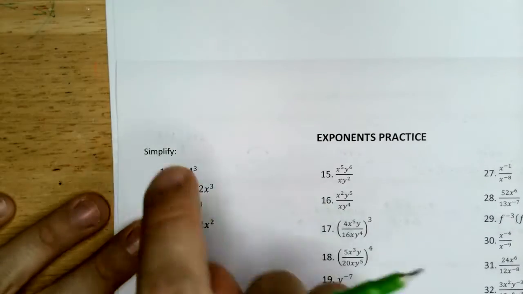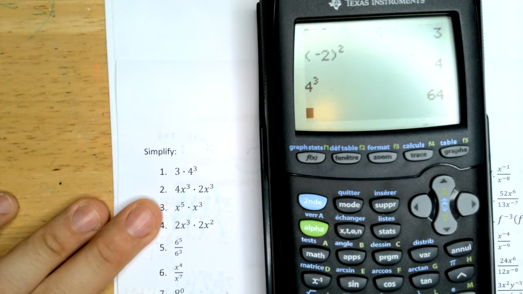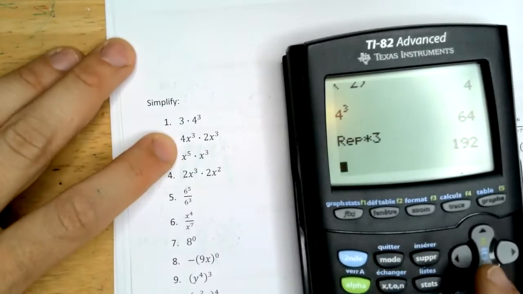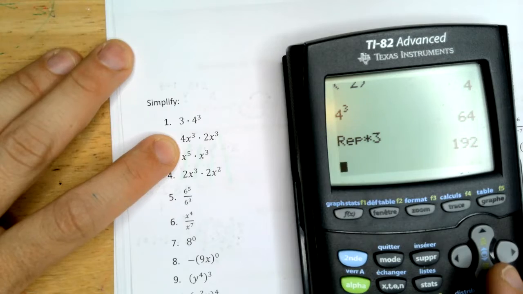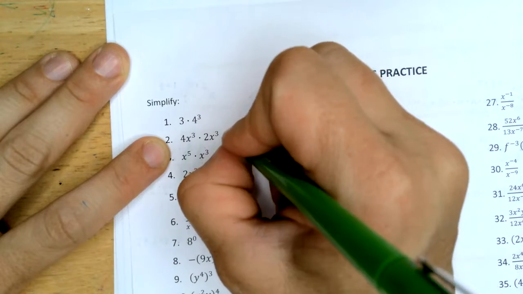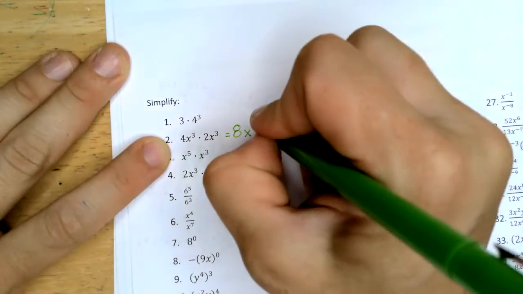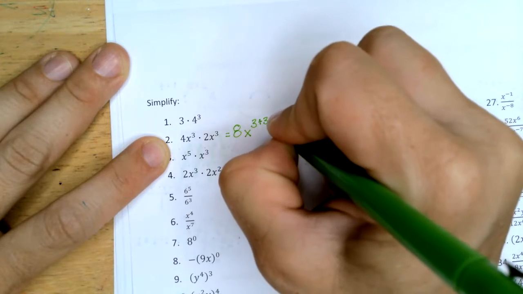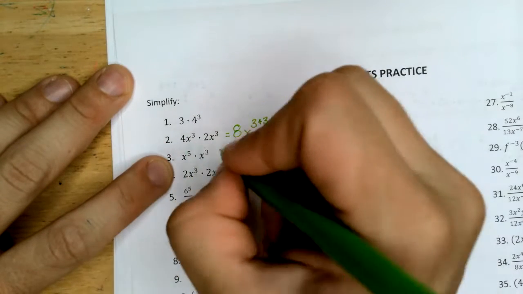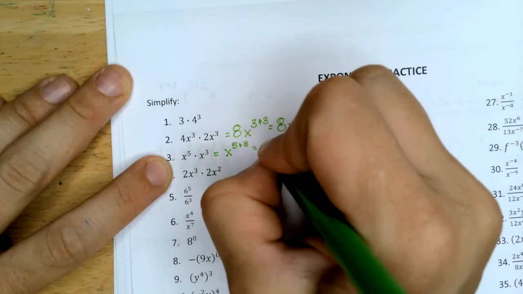All right, 3 times 4 to the 3rd. Here I just take my calculator and I would say, what is 4 to the 3rd? It's 64 times 3, 192. All right, number 2, 4x to the 3rd times 2x to the 3rd. 4 times 2, so I'm just going to take the like terms. 4 times 2 is 8. X, remember the rule for multiplying exponents is just adding them. So that would be 8x to the 6th. Okay. Number 3, x to the 5th times x to the 3rd is x to the 5 plus 3, or x to the 8th.